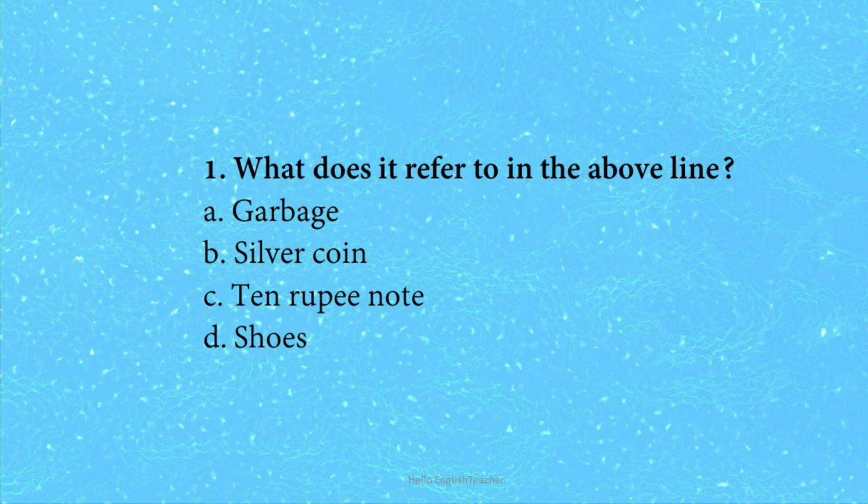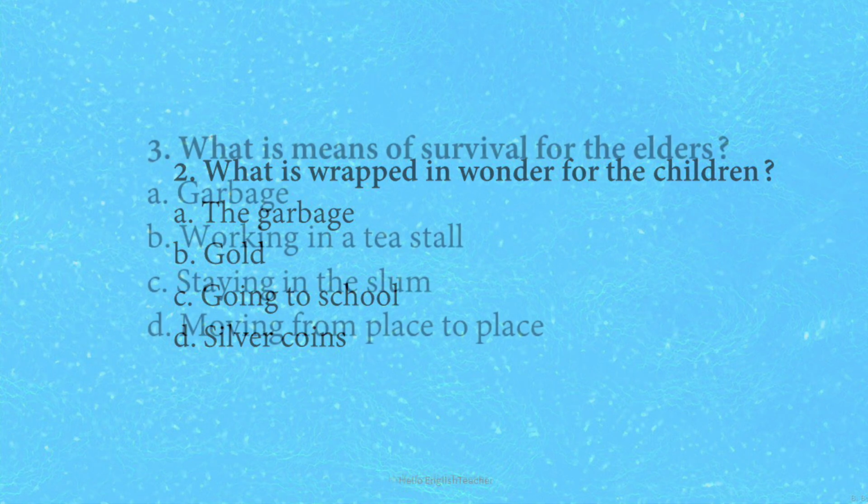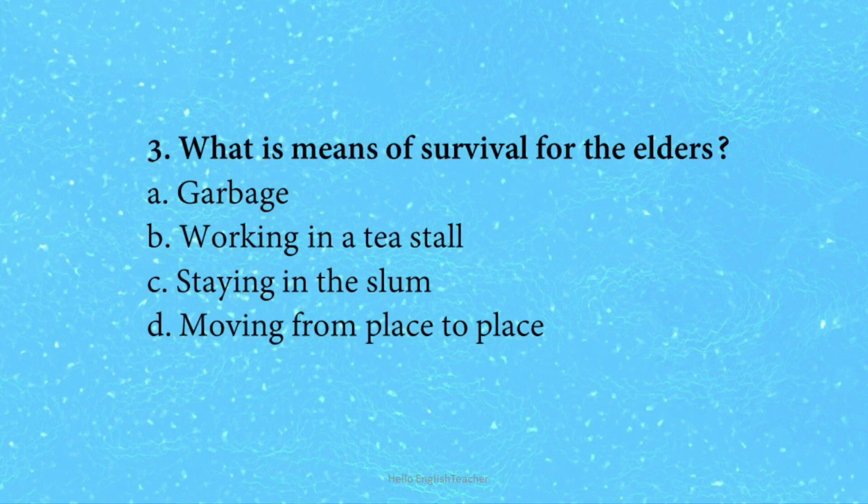So, let us look at the second question. What is wrapped in wonder for the children? The garbage, gold, going to school or silver coins? So, it is the garbage that is wrapped in wonder for the children. So, the next question, question number 3, what is the means of survival for the elders? Is it the garbage, working in a tea stall, staying in the slum or moving from place to place? So, again it is the garbage that is the means of survival for the elders.